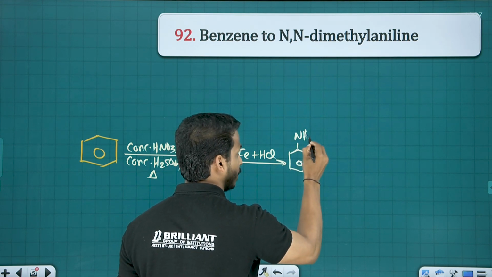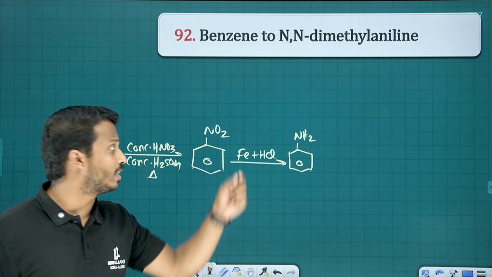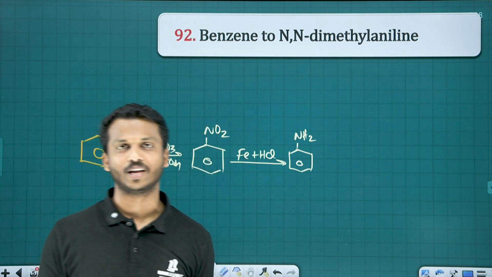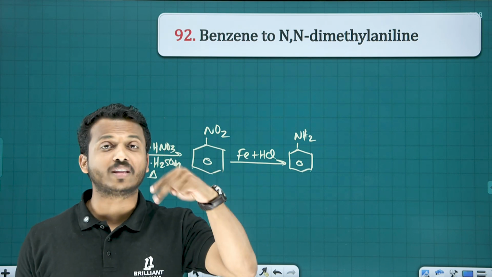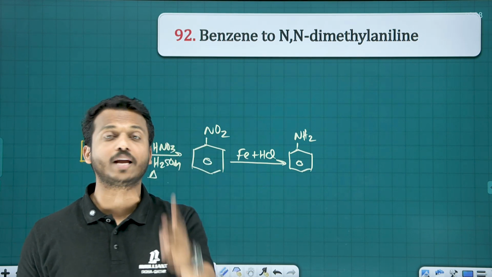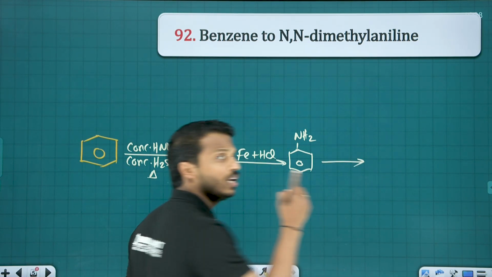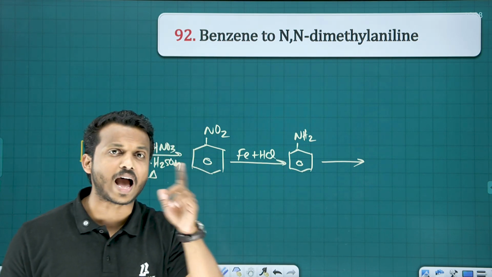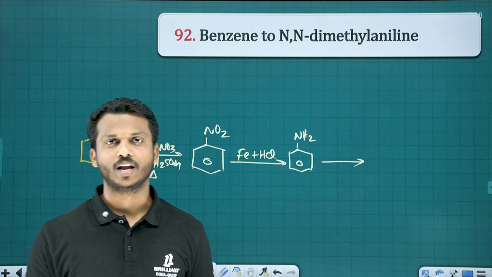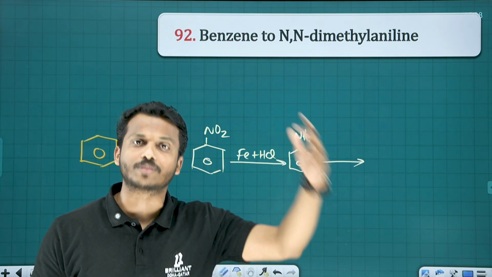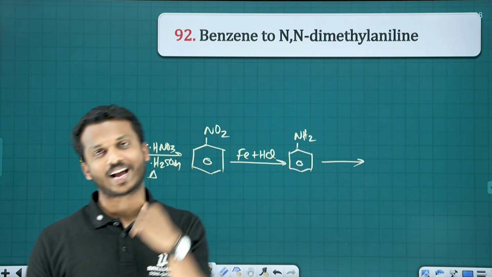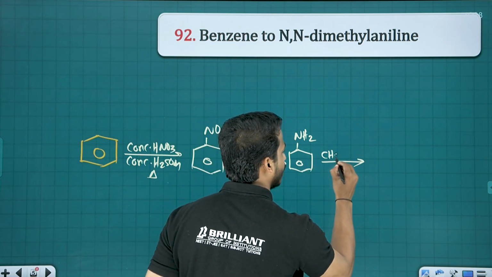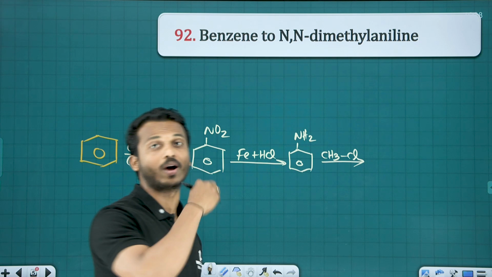Now on the aniline, on the NH2 group, we have to bring 2 methyl groups. That is alkylation, so we have to do it 2 times. That is the ammonolysis process. Do you remember what ammonolysis is? When an amine reacts with a haloalkane, you get a primary amine, and again it reacts with a haloalkane, it becomes secondary, tertiary, up to quaternary. Here we need only 2 methyl groups. So let me add 1 methyl group, methyl chloride.